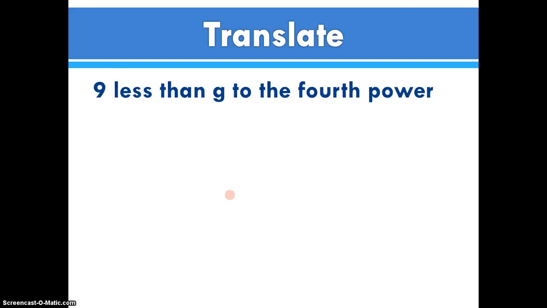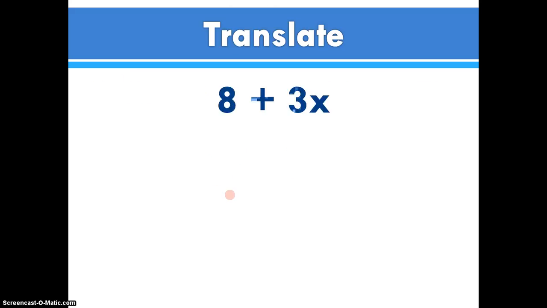All right, we have 9 less than g to the 4th power. Okay, pause the video if you need to. Take a second and try to translate this one on your own, and then check your answer when I put the solution up. And as we can see, when we do that, we'll get g to the 4th power minus 9. Again, we said when there's less than, you're going to switch the order. So it's not 9 minus g to the 4th power. It's going to be g to the 4th power minus 9.